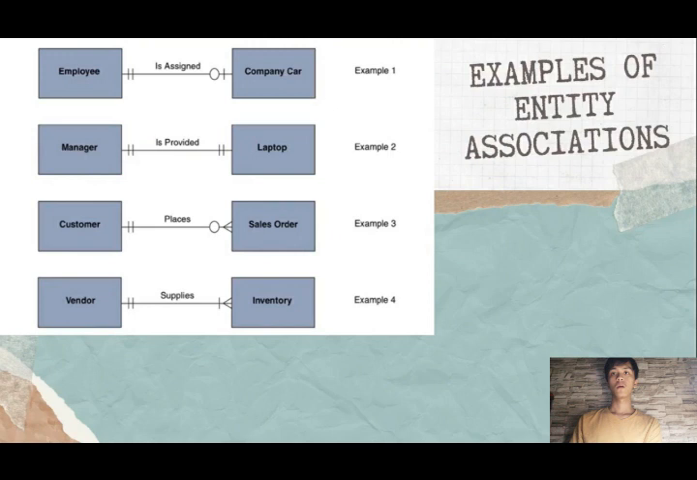So for example number 5, they just use the same example, the vendor and the inventory. To illustrate the many-to-many association, this time the company has a policy of purchasing the same types of inventory from multiple suppliers, and management may choose to do this to ensure that they get the best prices or avoid becoming dependent on a single supplier.